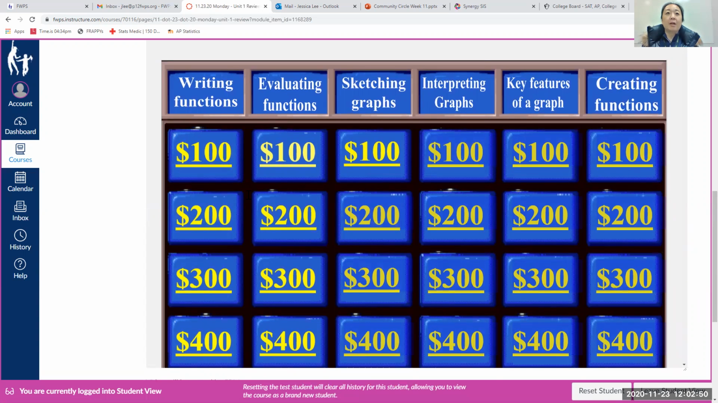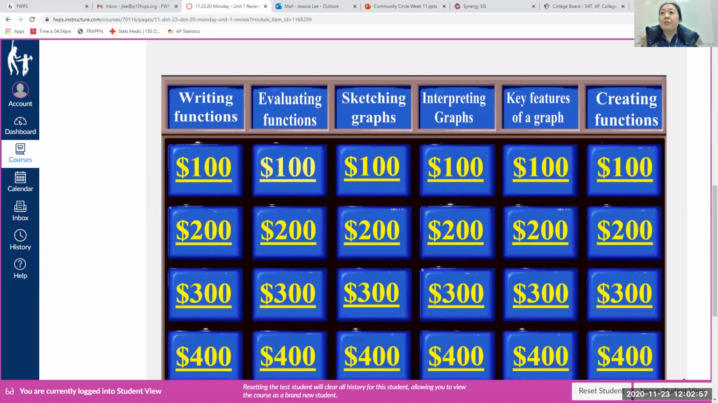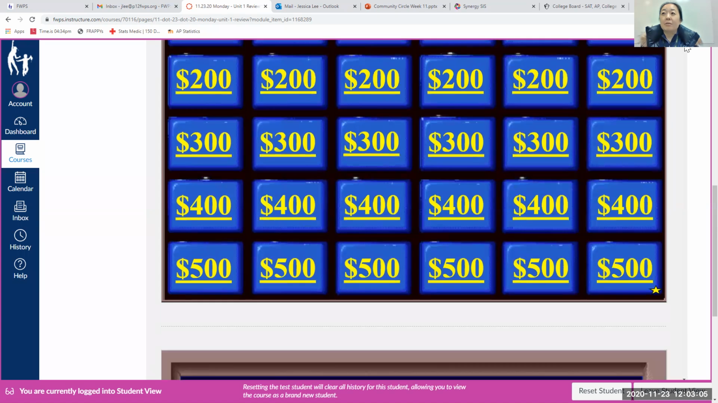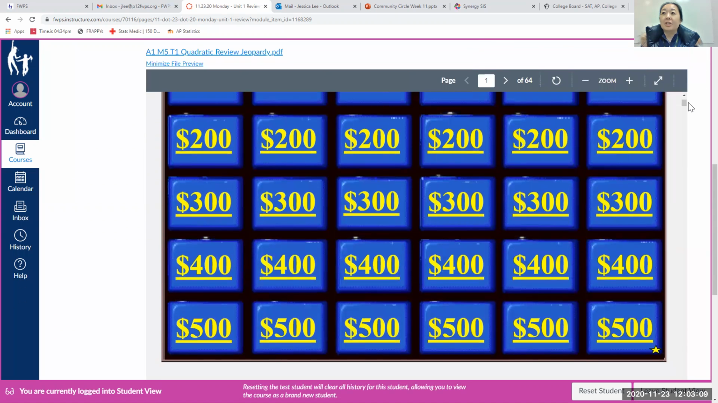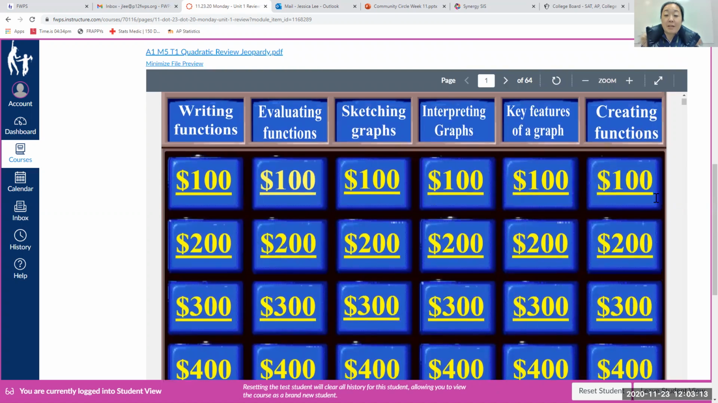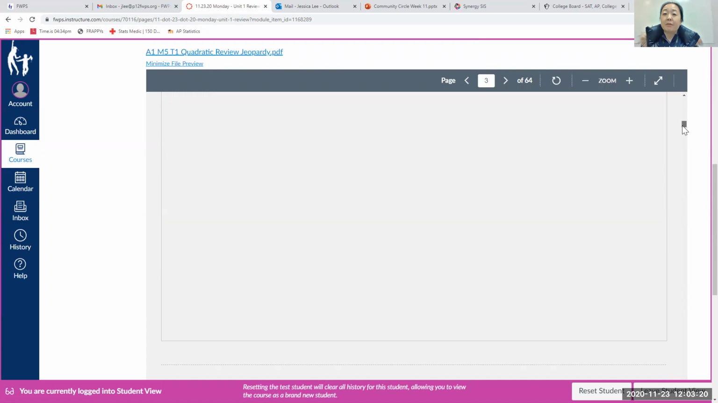It's going to start with the writing functions, going all the way down to, let me see if I can find it, there it is, the little button. It goes all the way to 500. Our very last problem is going to be this one right here, creating functions 500. Sorry for the glitchiness of this. So we'll go over a couple of the problems. I'll try to go over some of the more difficult ones.